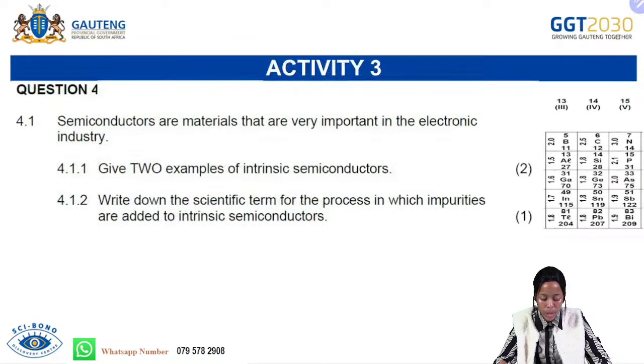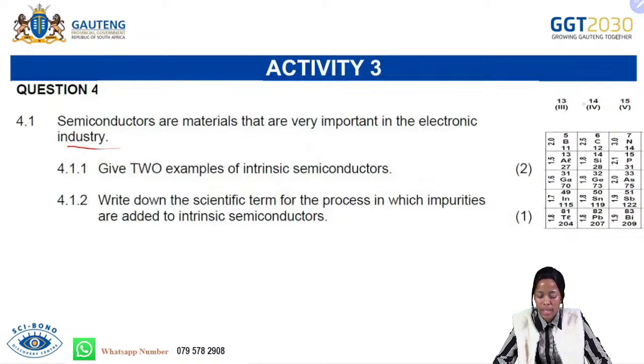Okay. So now we have a question 4 here, and it says, semiconductors are materials that are very important in the electronic industry. Give 2 examples of intrinsic semiconductors. So it means that for you then to be able to answer these questions, you must know which ones are the intrinsic semiconductors.